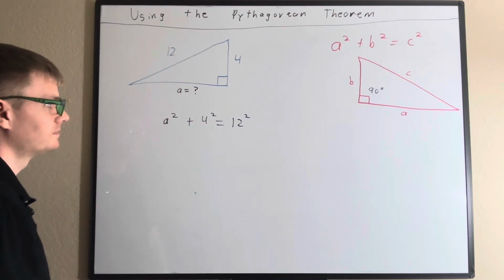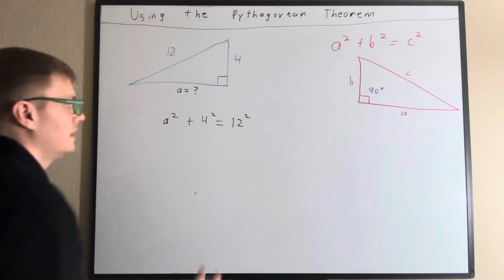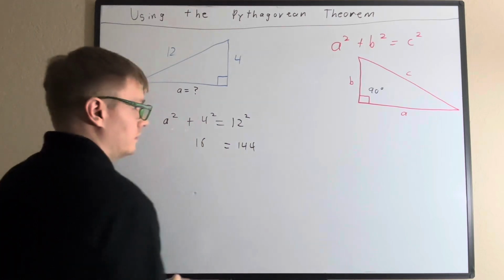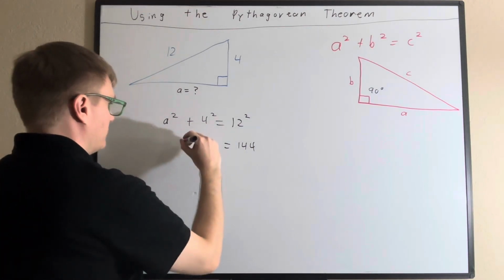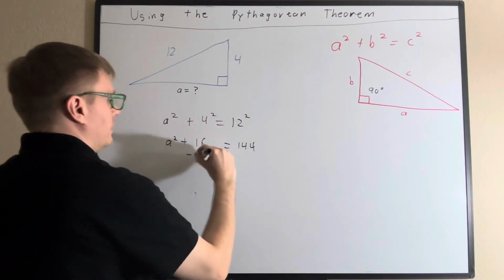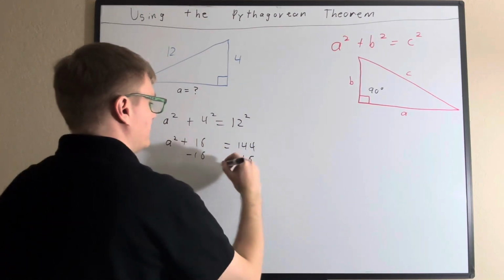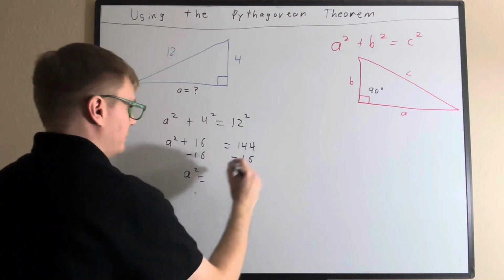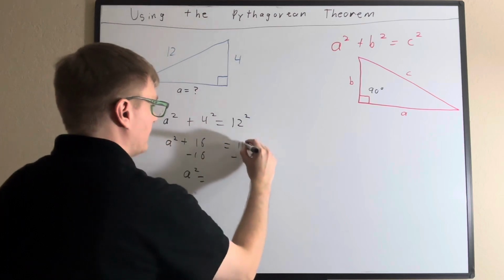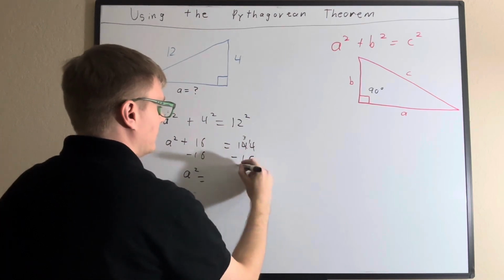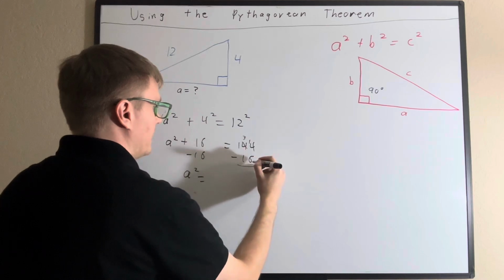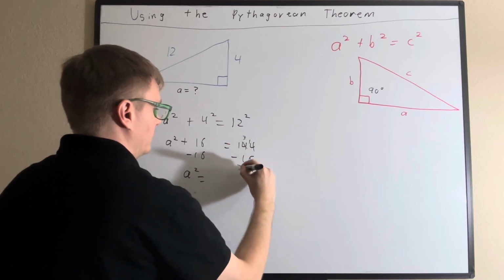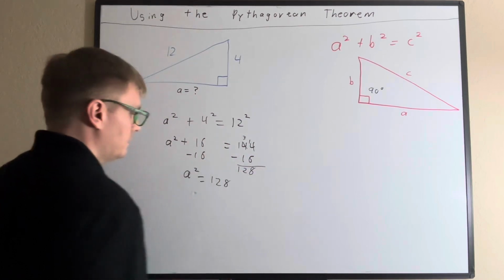So now we just solve for A, right? 4 squared is 16. 12 squared is 144, right? Yeah, I hope so. Subtract 16 from both sides because we're trying to get A squared by itself. I'm trying to get A by itself, but one step at a time. 144 minus 16. 14 minus 6, 8. 3 minus 1 is 2. 128.